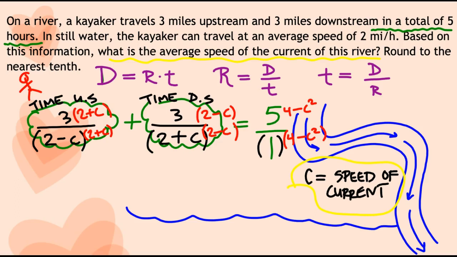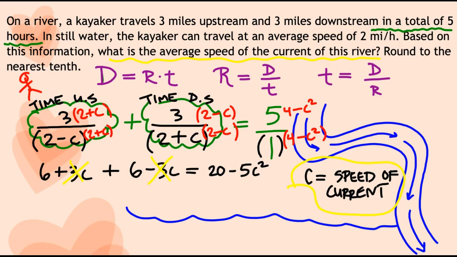Okay, so at the top here, I'm going to have 6 plus 3c. I'm going to ignore my denominators because they're all going to be the same. Plus 6 minus 3c. And that equals 5 times 4 minus c squared, which is 20 minus 5c squared. On the left side, my plus c and minus c are going to eliminate, and the 6 and 6 make 12.